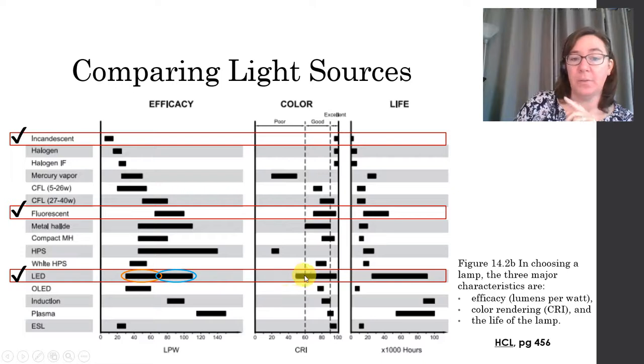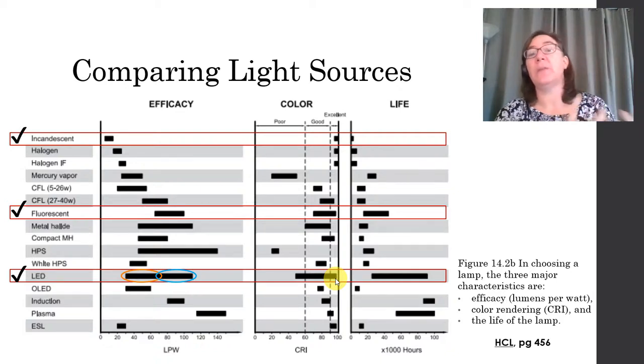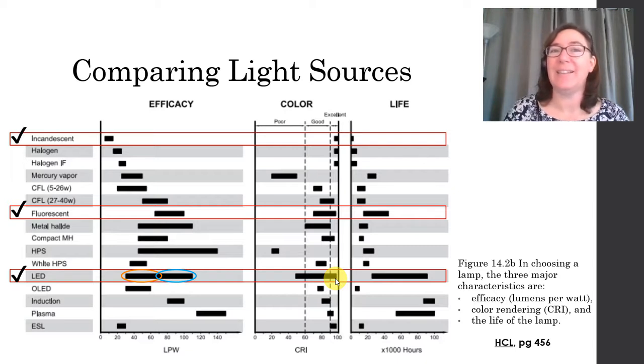When you move into the color rendering index, again, you have to keep a very close eye on your specifications for these LEDs to make sure that you're selecting things on the higher end, in the excellent CRI category.